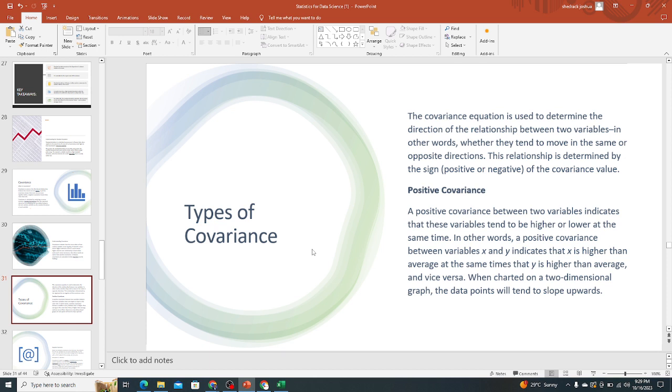So even if we have positive one, we say they're moving in the same direction. If we have negative one, they're moving in a different direction. Meaning, as one variable is increasing, the other variable is decreasing. That is for negative covariance. For positive covariance, the two variables are moving in one direction: as one variable is increasing, the other variable is also increasing. Nothing about strength in covariance.